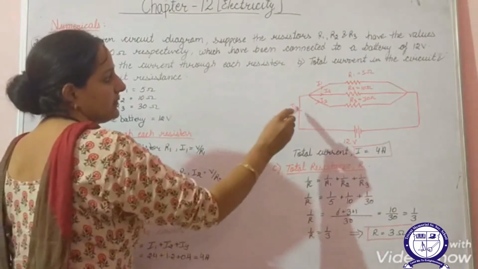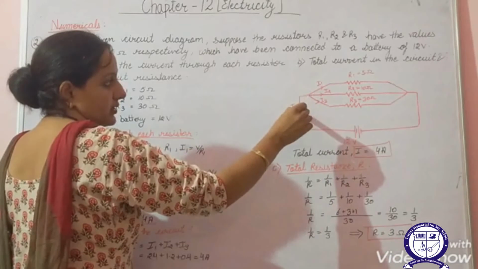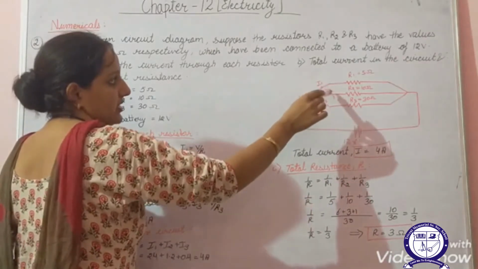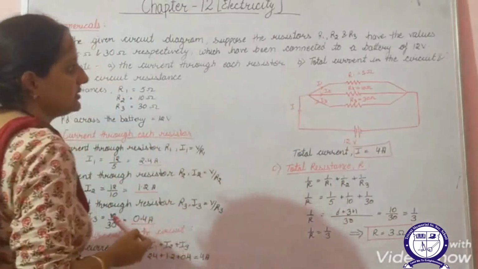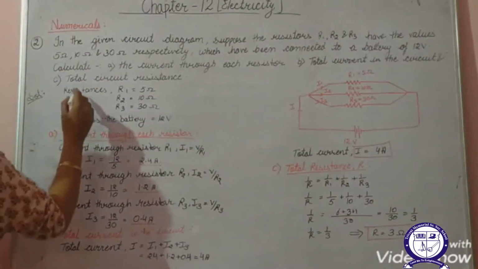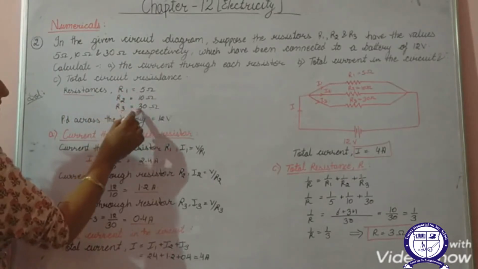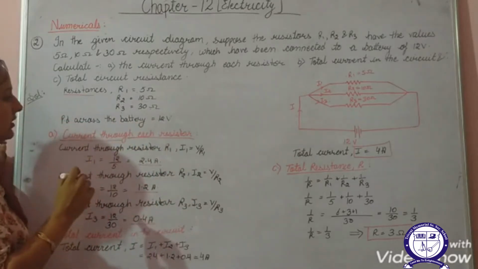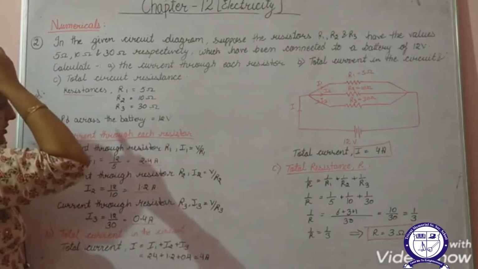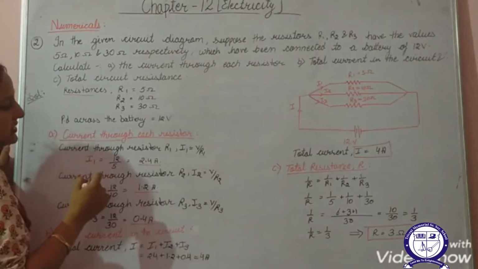Now in parallel we know that the total current flowing is not the same. That is, the total current flowing here is I. So I1, I2 and I3 will be the currents across the resistors R1, R2 and R3 respectively. So resistance values are given here. R1 is 5 ohm, R2 is 10 ohm, R3 is 30 ohm, and the potential difference across the battery is given as 12 volt. Now first part, calculate the current through each resistor. Now current through each resistor will be calculated separately.